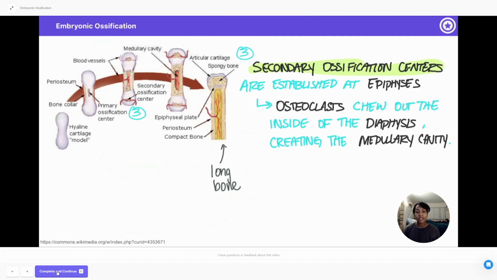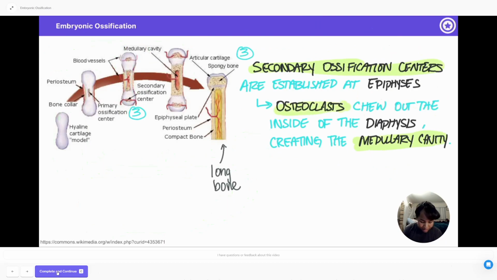And what's happening is that now we're getting bone formation at the epiphyses. So not only are we building bone from the inside out, but we're starting to get bone made here and here. And by the time the fetus is nearing the time where it's going to be born, we get the formation of the medullary cavity. And this is happening because of osteoclast activity.